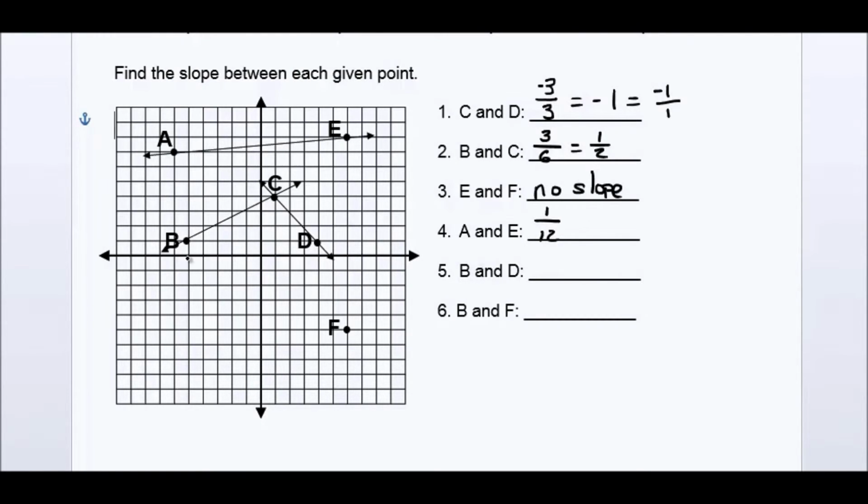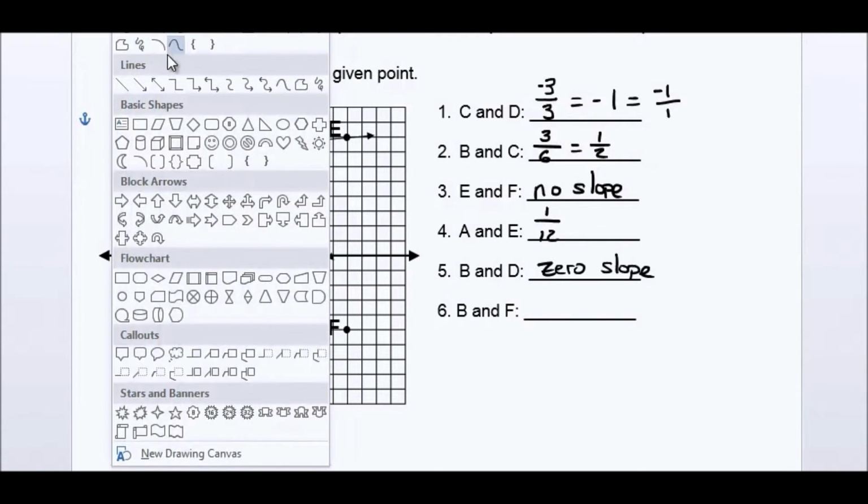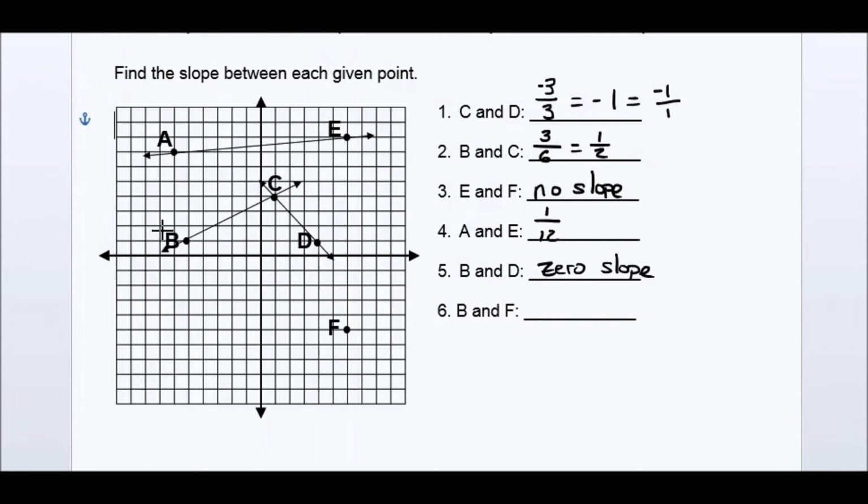Now B and D. B and D is a horizontal line. Once you see a horizontal line, you say it's 0 slope. Or you could also say 0, because your slope is 0. Okay, B and F. That's the lines. Let's go ahead and draw that. This is our last one, and then we are on to the next lesson.